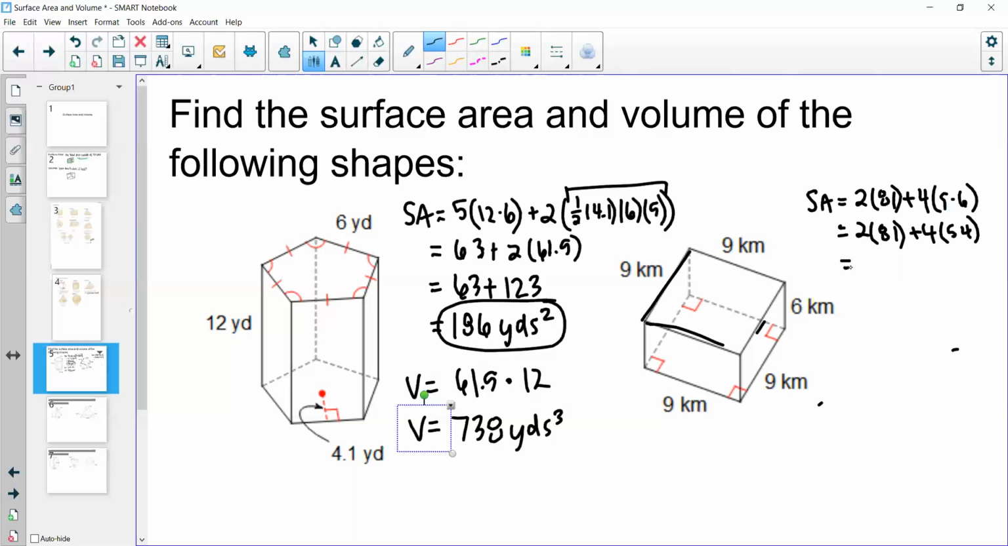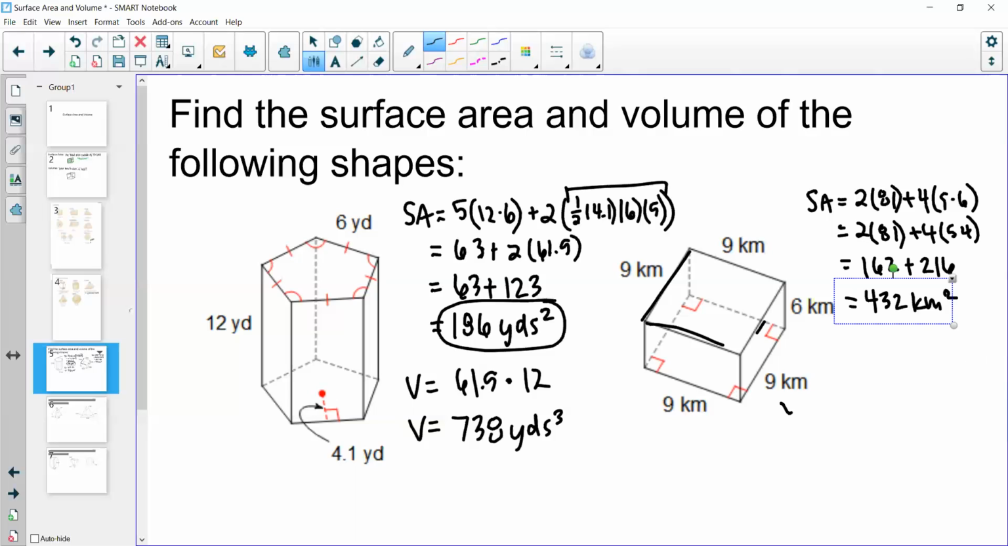And then as we multiply those out, we get 2 times 81, or 162, plus 4 times 54, which is 216. And when we add those 2 things together, we end up getting 432 kilometers squared. Now, I don't know about you, I don't really know what kind of box we're building here. That is one huge box.